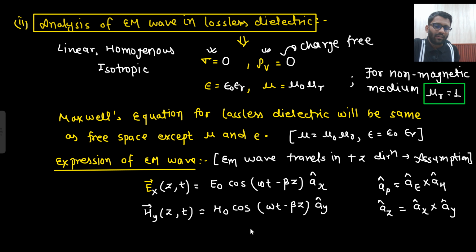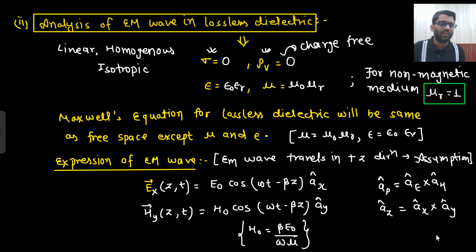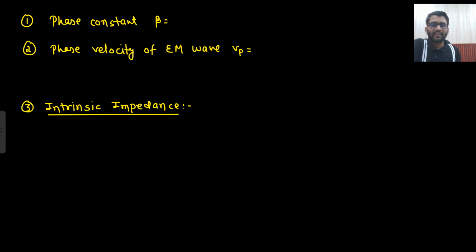Right? And what will be your H naught value? You don't need to mug it up, but I remember it. So for free space it was beta E naught upon omega mu naught, but in place of mu naught I will only put mu. This you don't need to remember, I am just writing it down because I remember it. Because you will remember the expression of eta, and from the expression of eta you can get this value. Okay, so let's write down all the values.